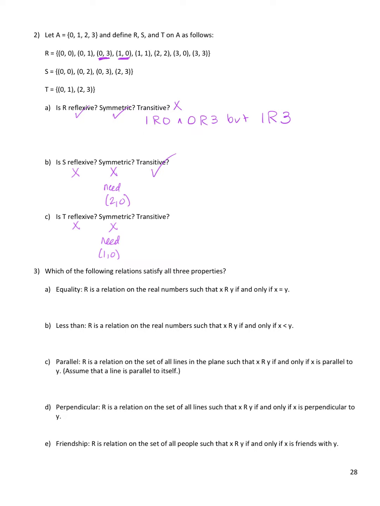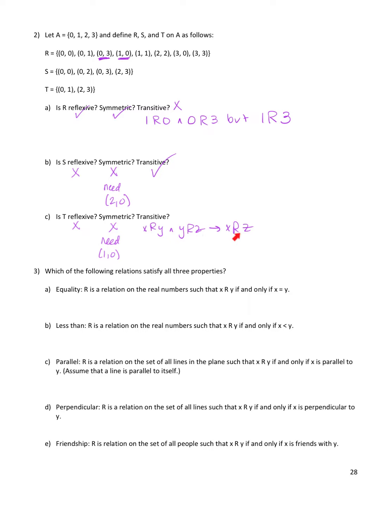And then for T: 0, 1, and 2, 3. So remember, this says that if X is related to Y and Y is related to Z, then X has to also be related to Z. But there are no situations where this is true. There is no X related to Y and Y related to Z. There's no place where this is true in T. So I have 0 related to 1, but I don't have 1 related to anything. And I have 2 related to 3, but I don't have 3 related to anything.